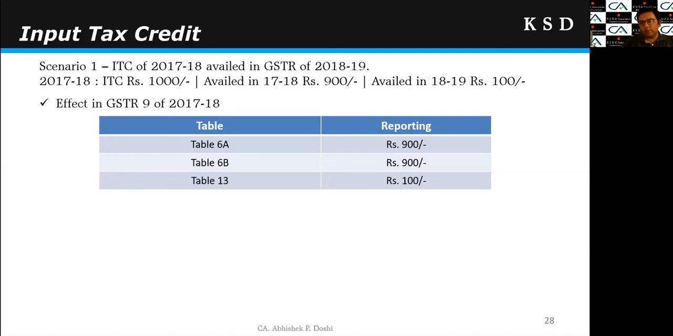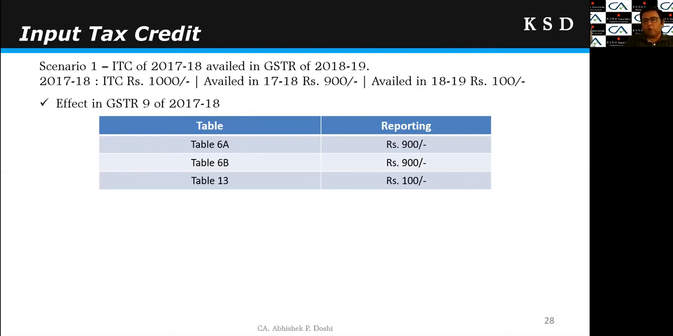First we'll see what was the reporting in the GSTR 9 of 17-18. We must have filed the 9 of 17-18. In that case, how have we reflected the same? In table 6A, the auto-populated figure would have been 900. In table 6B, the bifurcation would be 900, assuming all the credit falls under 6B and not 6C to 6H, right? So 6B will be 900, and in table 13, I would have reflected 100 rupees, that is credit taken in the next year. So 6 plus 13 becomes 1000 and it tallies with my books of account.